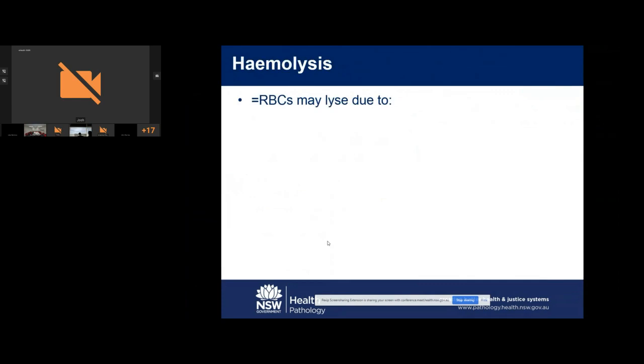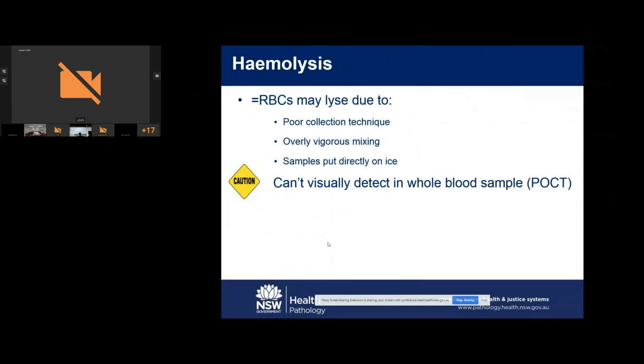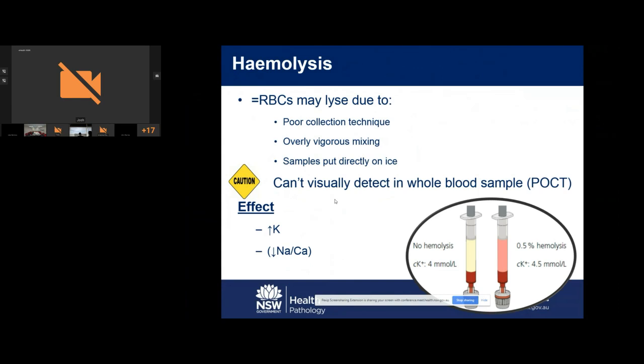Hemolysis is another common problem. So the cells might be lysed in the sample due to poor collection technique, overly vigorous mixing, particularly of an underfilled tube, or putting samples directly on ice. The concern with point of care is that unfortunately in a whole blood sample you can't detect a hemolyzed sample. So it's really important to try and prevent it. The effects, the most dramatic effect is increasing potassium, and the degree of elevation depends on the degree of hemolysis in the sample.